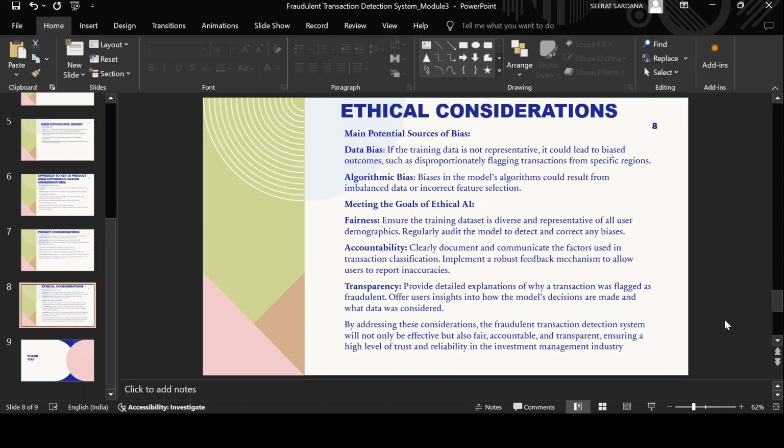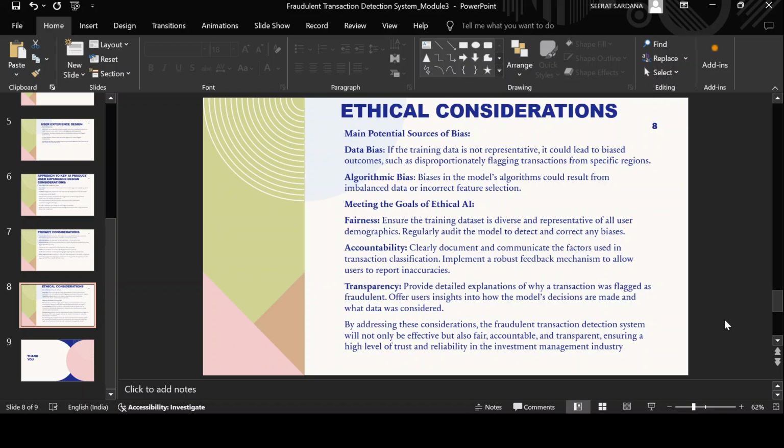The first one is fairness. Ensure the training dataset is diverse and representative of all user demographics, and regularly audit the model to detect and correct any biases. Second, the system would be accountable, so it would have clear documentation and communicate the factors used in transaction classification. And we will implement a robust feedback mechanism to allow users to report inaccuracies.